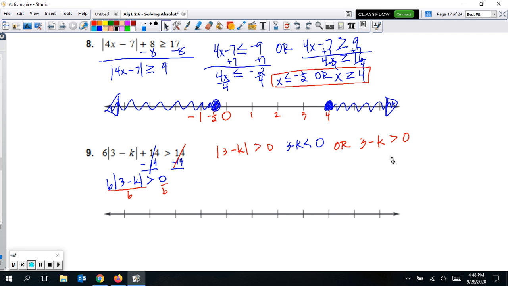Solve each one separately. So we're going to have to subtract 3 from both sides first, and that's going to end up giving us a negative k, because now I have negative k on this side, less than 0.